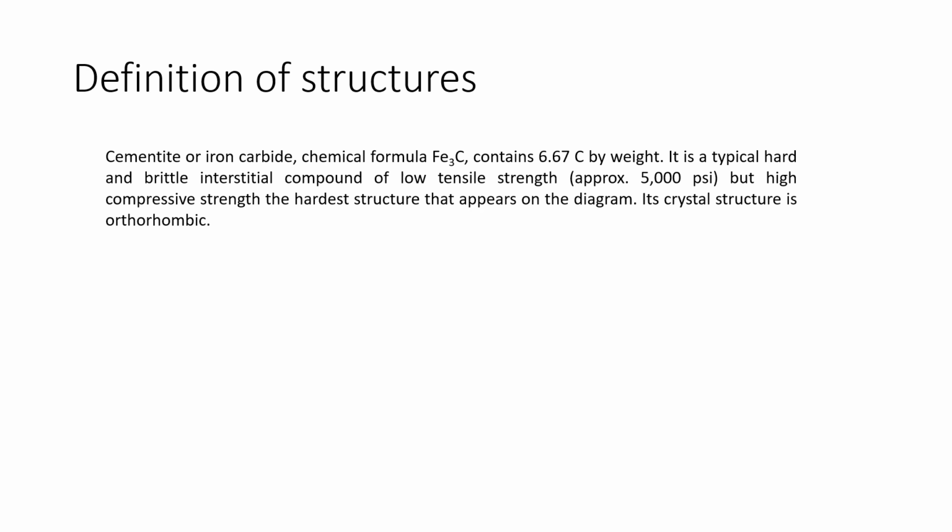We have already studied the basic structures of cementite and ferrite, but over here we will repeat the microstructure of cementite. We can also call it iron carbide. The chemical formula is Fe3C, containing 6.67% carbon by weight. It is a typical hard and brittle interstitial compound of low tensile strength, approximately 5000 psi, but high compressive strength, and the hardest structure that appears on the diagram. Its crystal structure is orthorhombic.